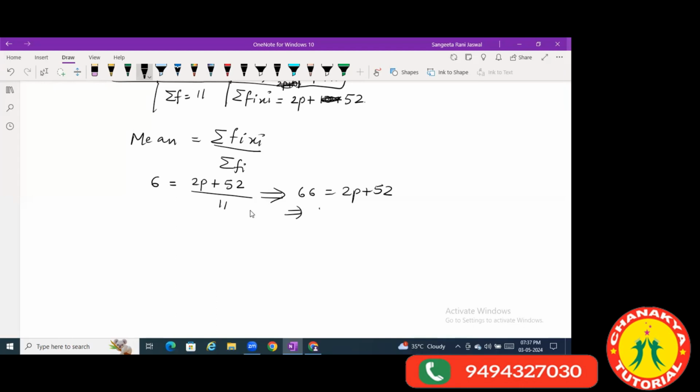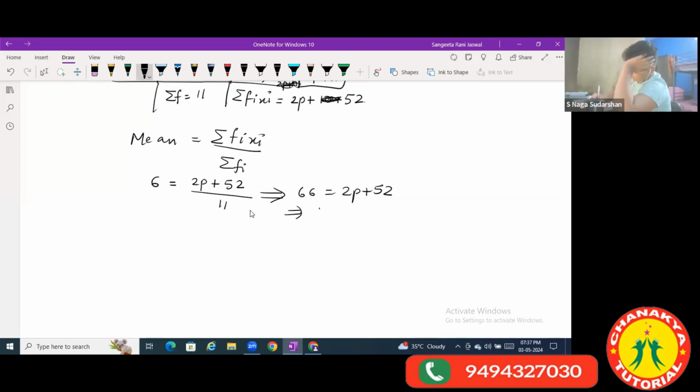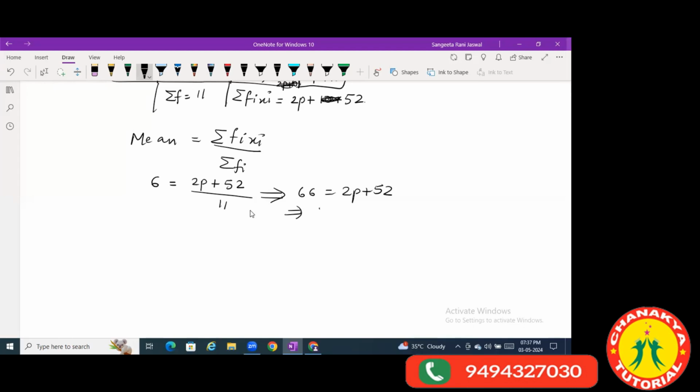Ma'am, I have a doubt. How did it become 66? When I cross multiplied this, 6 into 11, it gave me 66. 11 was dividing this side; on the other side, it got multiplied.